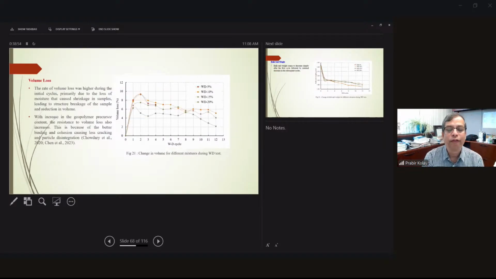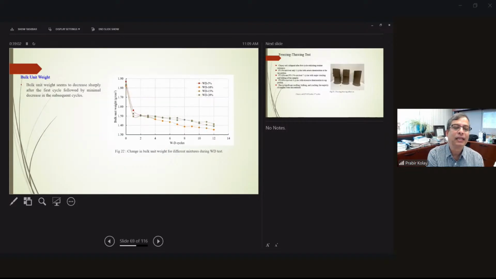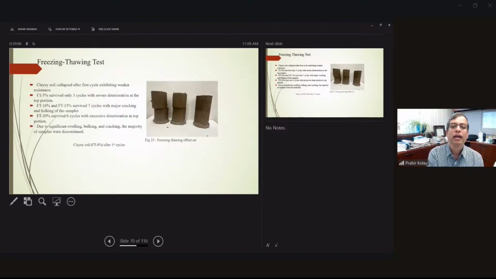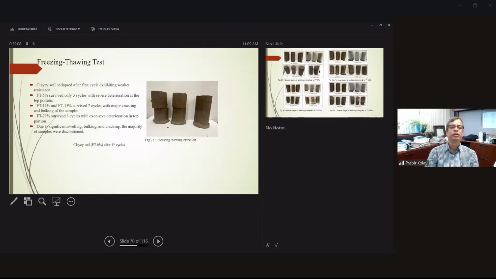So the volume change, the volume loss, you can also find out from the same sample for the wetting drying test. And then the bulk unit weight, there is not much change in the bulk unit weight, okay? And then the same thing, the same soil combinations, but for the freezing thawing test.